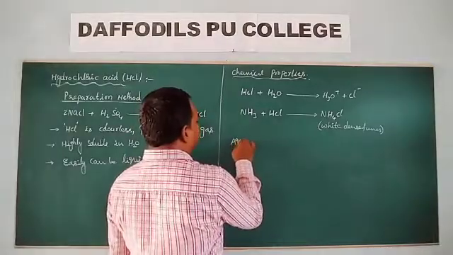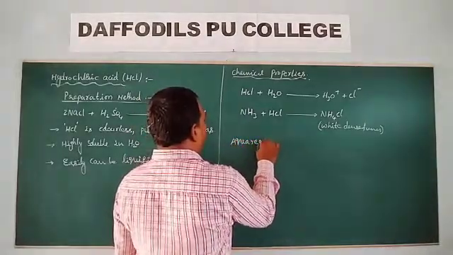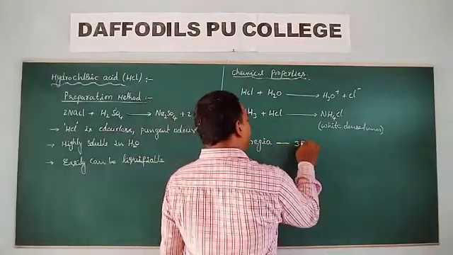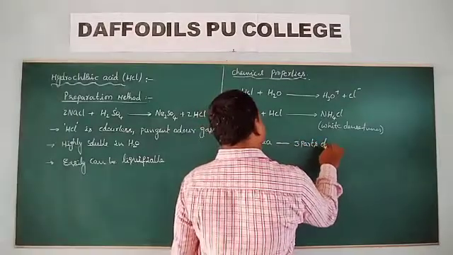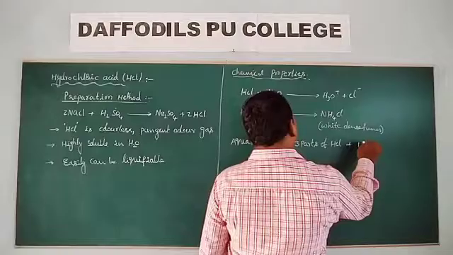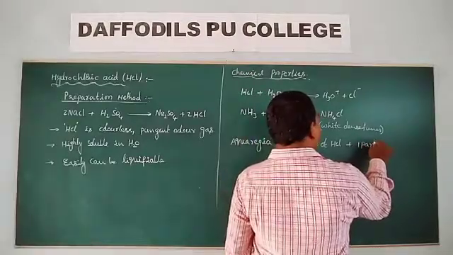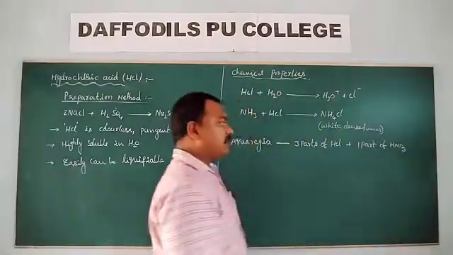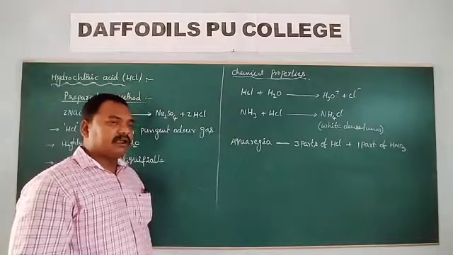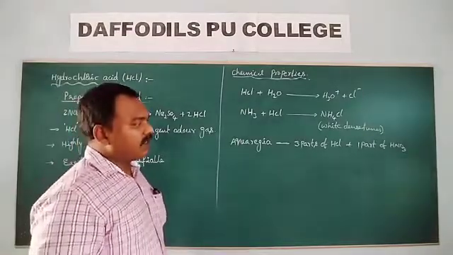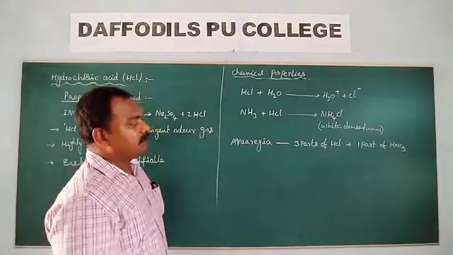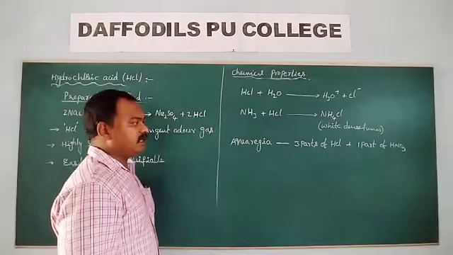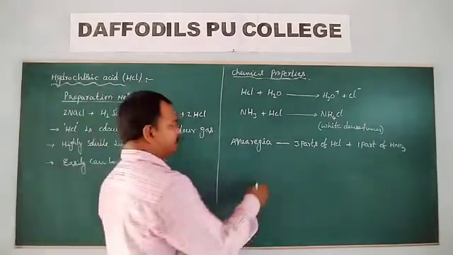Next, aqua regia. Aqua regia is the mixture of 3 parts of HCl and 1 part of HNO3. This mixture of 3 parts HCl and 1 part HNO3 is known as aqua regia. In aqua regia, nitrosyl chloride is formed.